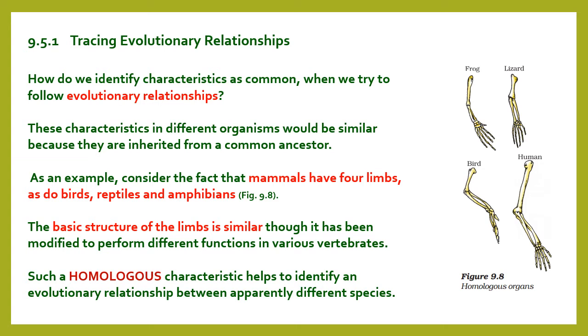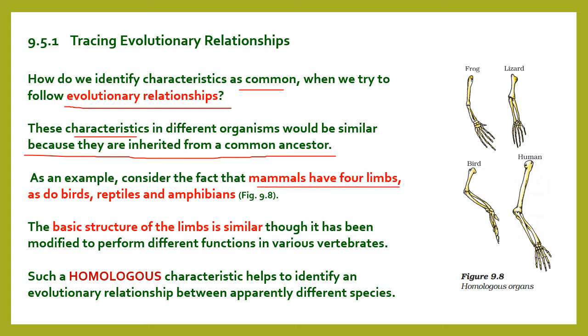Tracing evolutionary relationships. How do we identify characteristics as common when we try to follow evolutionary relationships? These characteristics in different organisms would be similar because they are inherited from a common ancestor. For example, consider the fact that mammals have four limbs, as do birds, reptiles and amphibians. In this figure, you can see the limbs of a frog, lizard, bird, and human. They have four limbs.